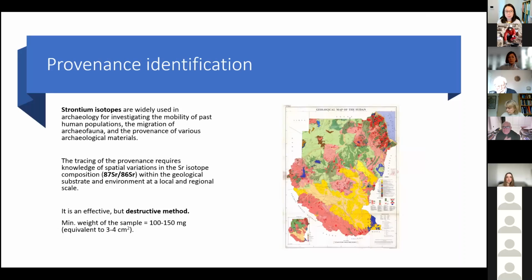What is important is that you need to have a good knowledge of the geological basement of the area you are working in, because various rocks contain various ratios of strontium 87. This is important because it can influence the final ratio. And of course, it requires a knowledge of spatial variation of this strontium isotope composition.